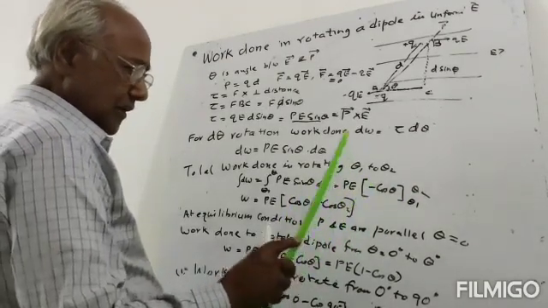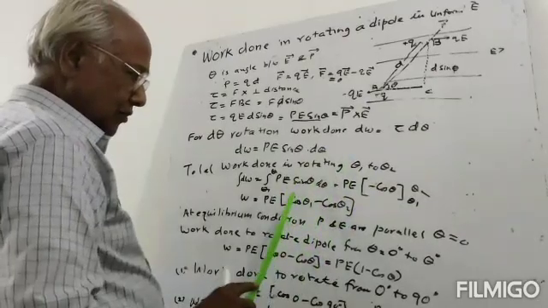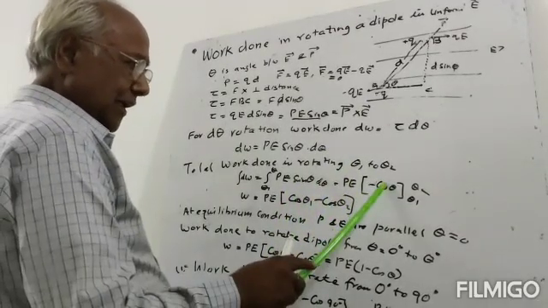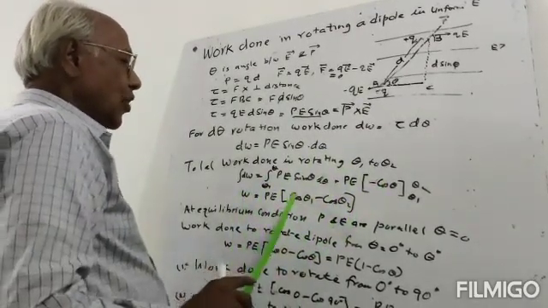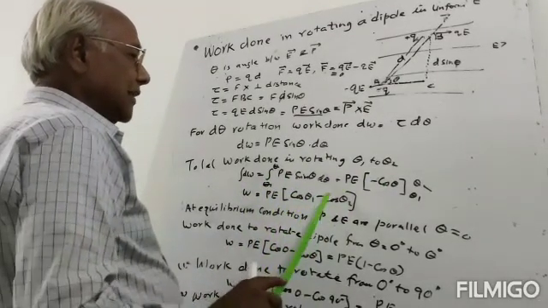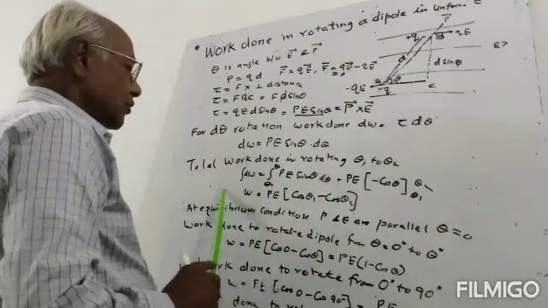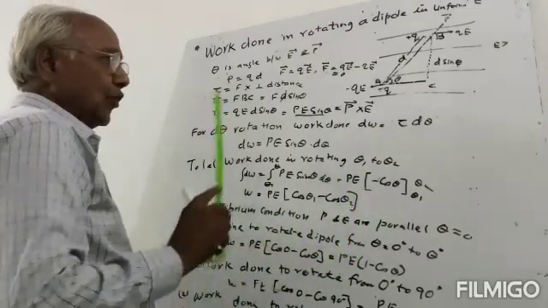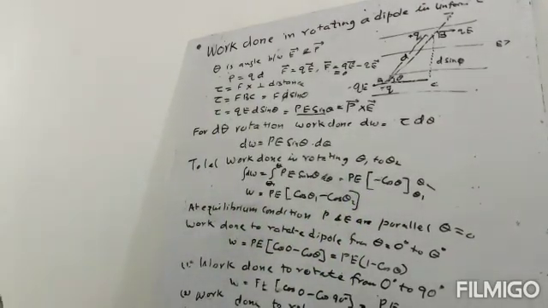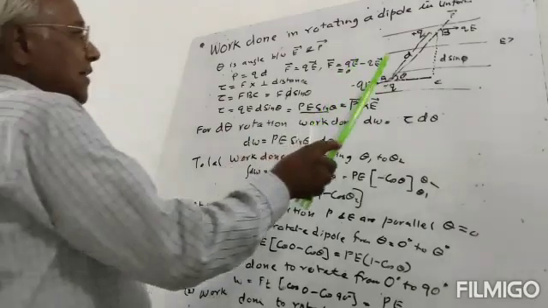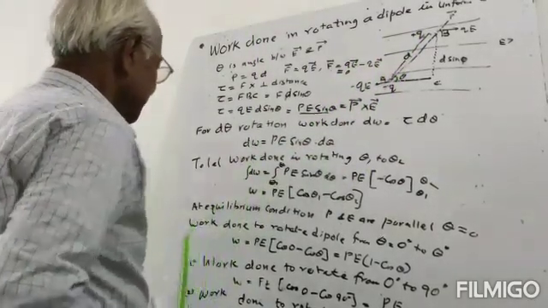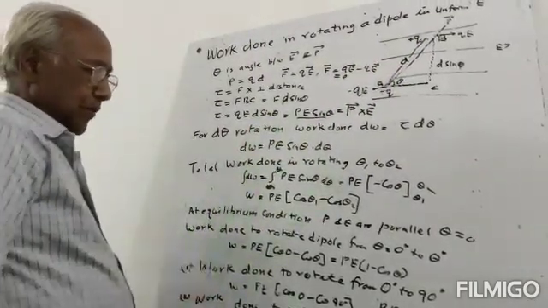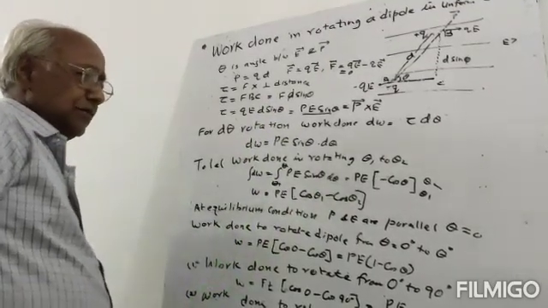If it is a positive sign, then it will be cos theta 2 minus cos theta 1. Due to the negative sign, it will be equal to P E times cos theta 1 minus cos theta 2. So this will be the work done to rotate a dipole in the electric field from angle theta 1 to theta 2. Now, in the equilibrium position, what will happen?